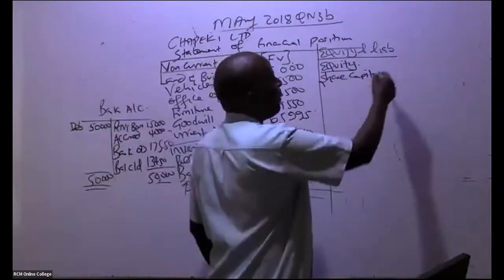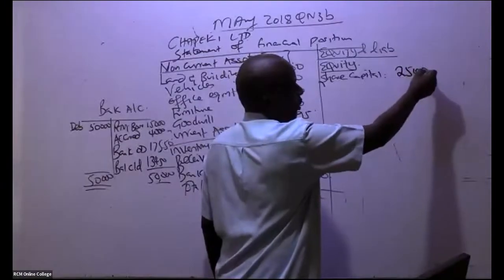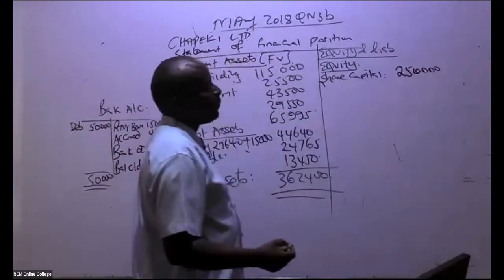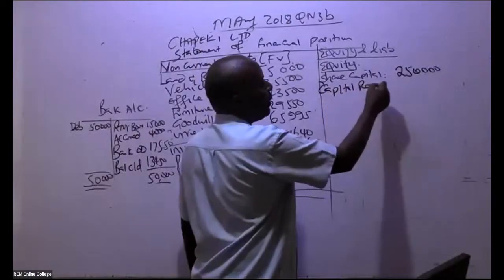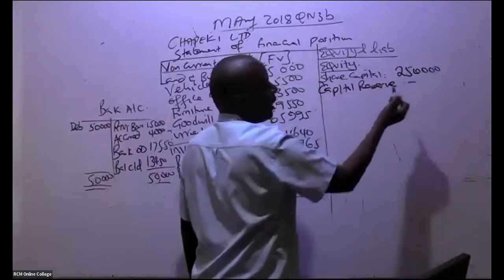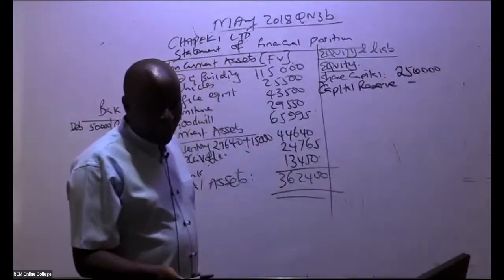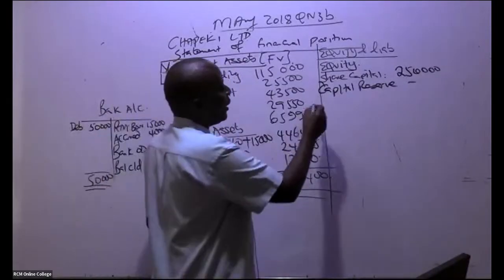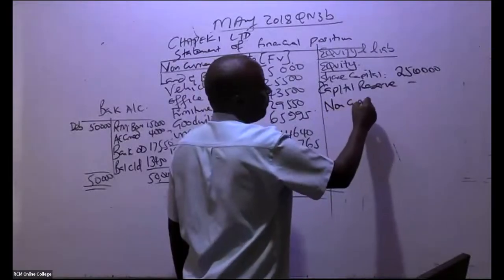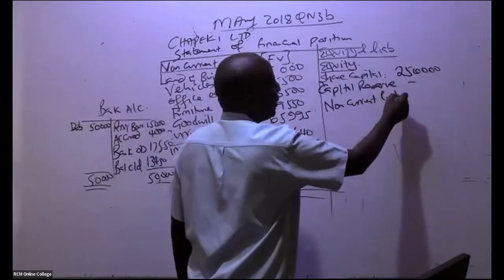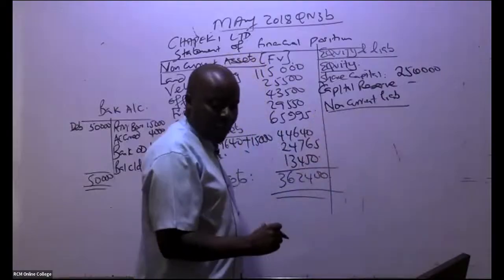So it means that the share capital, if you remember, the purchase consideration was 250,000. If we had that capital reserve, it would have come here. Yeah, it's not there. All right. From there, ladies and gentlemen, we go to liabilities. First of all, we start with non-current liabilities. What do we have?